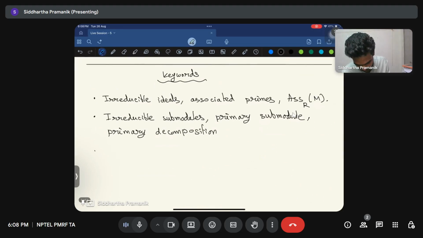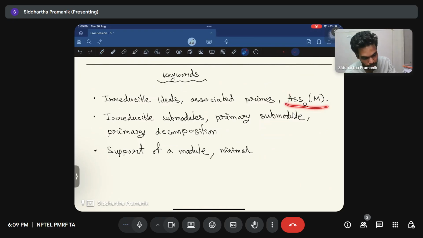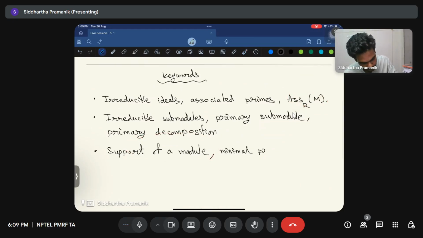After that, we have defined support of a module. Then minimal elements of this set are known as minimal primes of a module. We have seen these coincide with the minimal elements of the set of associated primes of M. So we have seen basically the properties of associated primes of a module and support of a module, minimal primes of a module, and properties of these things.